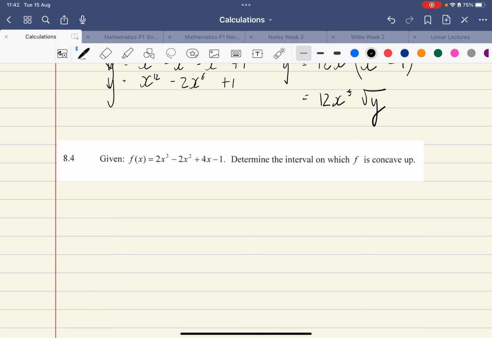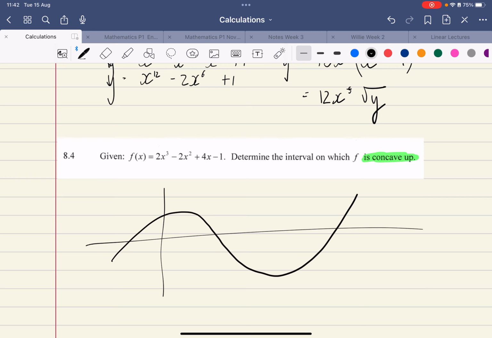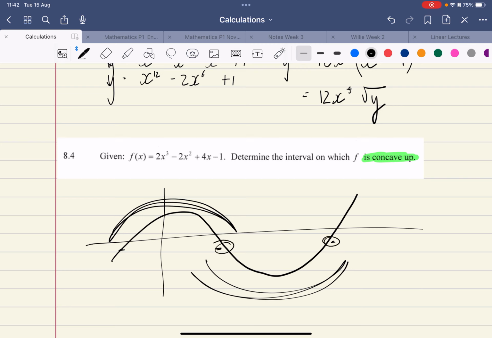Given f of x equal to 2x cubed minus 2x squared plus 4x minus 1, determine the interval on which f is concave up. Alright, first, terminology. Concave up means where our graph, for example, if we had the following graph that went like this, concave up is this area over here. Concave down would be this area over here, separated by these points, namely the inflection points.